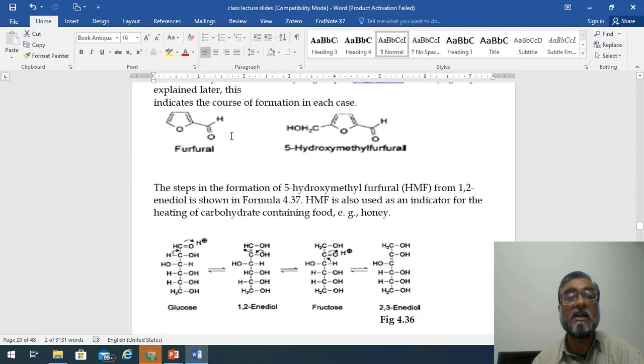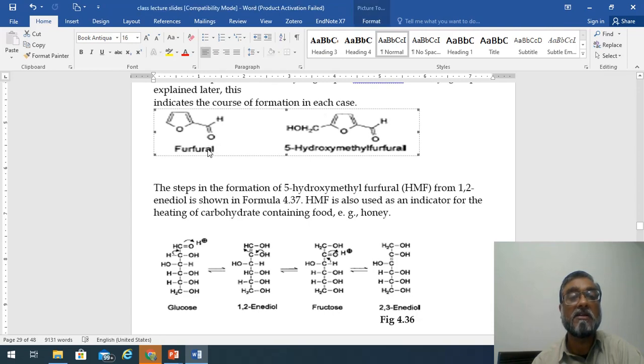Again, it's an aldehyde substance. You can see CHO. It's an aldehyde type of substance, and you can see the ending of that. That is an ending of AL, aldehyde. This has an ending of the AL aldehyde, and you can see C double bond OH. This is an aldehyde type of substance. So, furfural, and this is a 5-hydroxy at the fifth position.